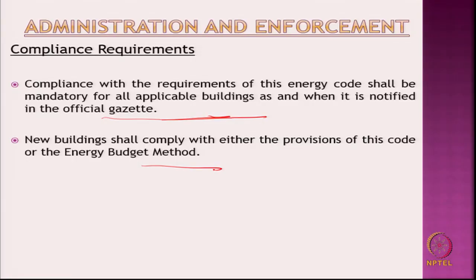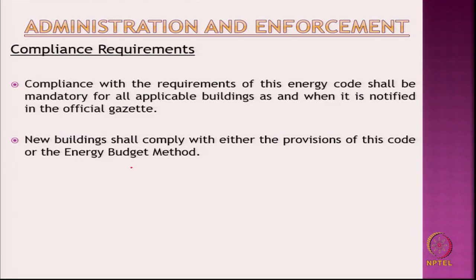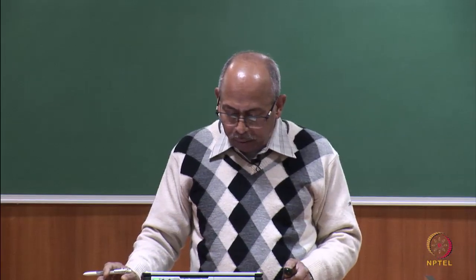The latest code is of course 2019, the Bureau of Energy Efficiency's ECBC code, as we call it, Energy Conservation Building Code. The latest one is 2019, and some aspects of it I will bring out later on. We will look at it sometime later on. New buildings shall comply either with the provisions of this code or some sort of energy budget method; it should actually account for that.